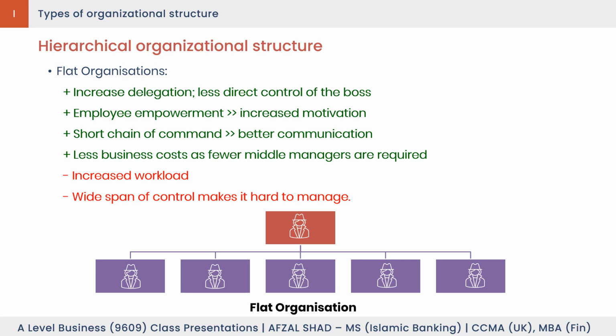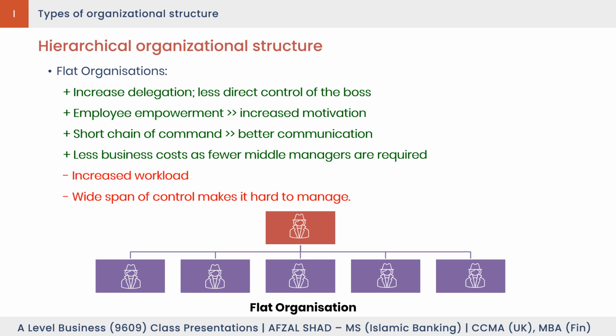Third, short chain of command that leads towards better communication. So layers are less. When the span of control is wider, the number of layers is going to be less in an organization. So layers mean the horizontal layers. So when we compare this flat organization with the tall, you will see that there would be more layers in a tall organizational structure.